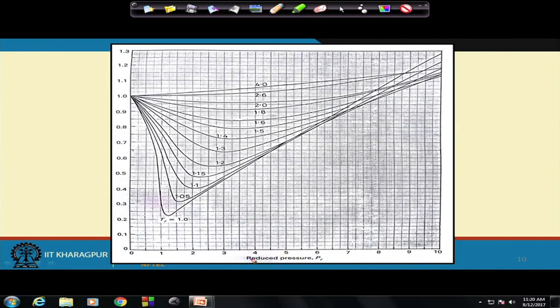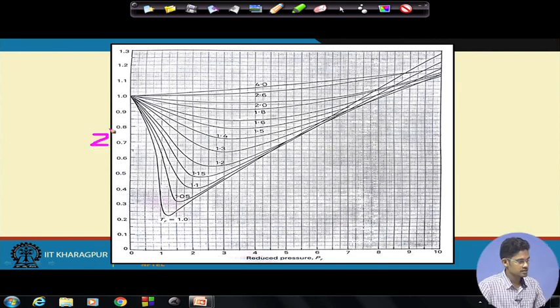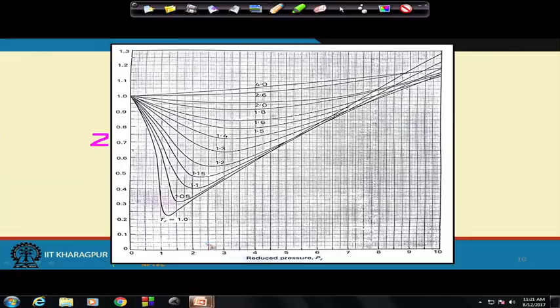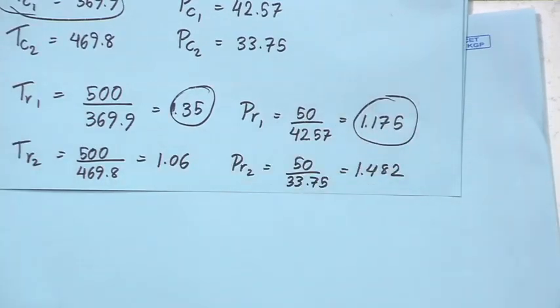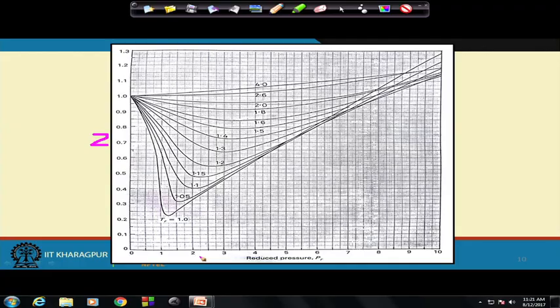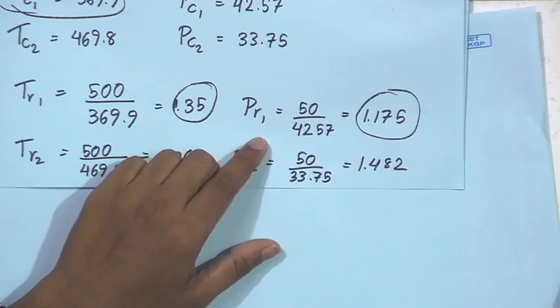Here the reduced pressure is plotted on the x-axis, and all these lines correspond to different reduced temperatures, and the y-axis is Z. It's actually Z0, but since we are dealing with a two parameter model, I simply mention it as Z. So we need to find Z1 and Z2 for both components. Here we know TR1 is 1.35 and PR1 is 1.175. In the same way that we have done in the last problem, we just find the value of Z1 from this graph.